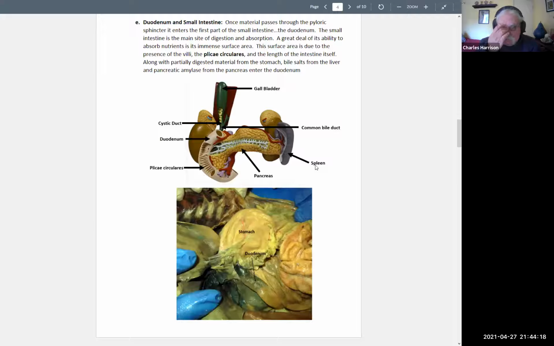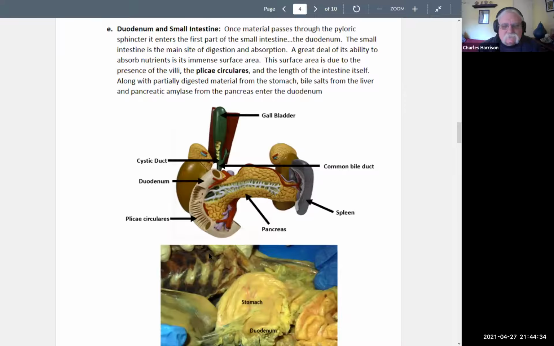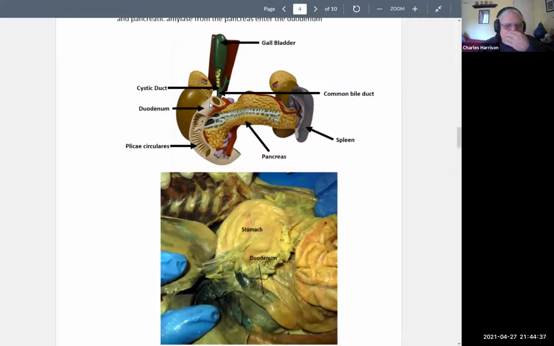After leaving the stomach, the digesting food enters into the small intestine. Okay. Now, where do we do that? Right here. This is the first part of the small intestine, the duodenum. The stomach is out of play here. Food enters into the duodenum and curves around underneath the pancreas. And that's the full length of the duodenum.